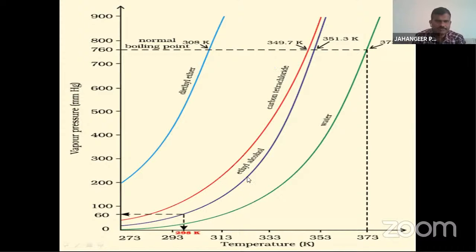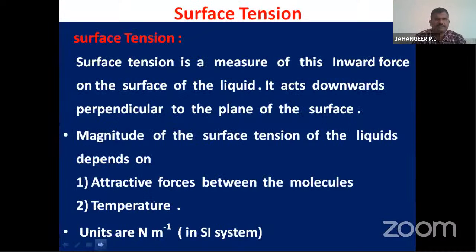And next one is surface tension. Another liquid state property is surface tension. Surface tension is a measure of the inward force on the surface of the liquid. It acts downwards, perpendicular to the plane of the surface. That is called surface tension.